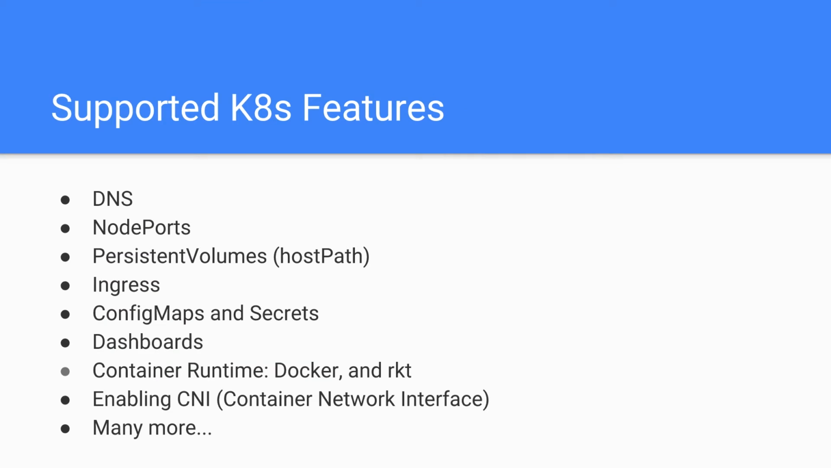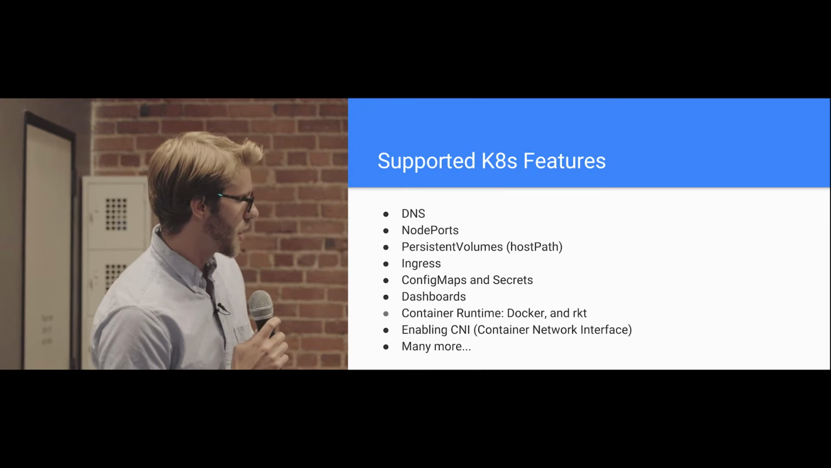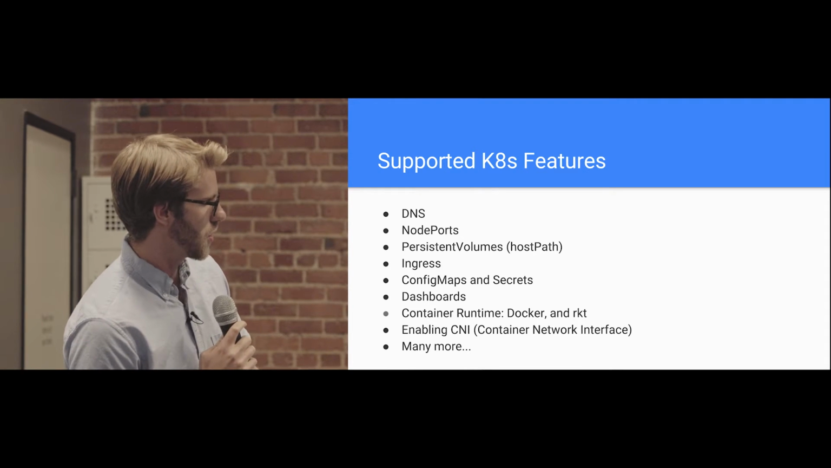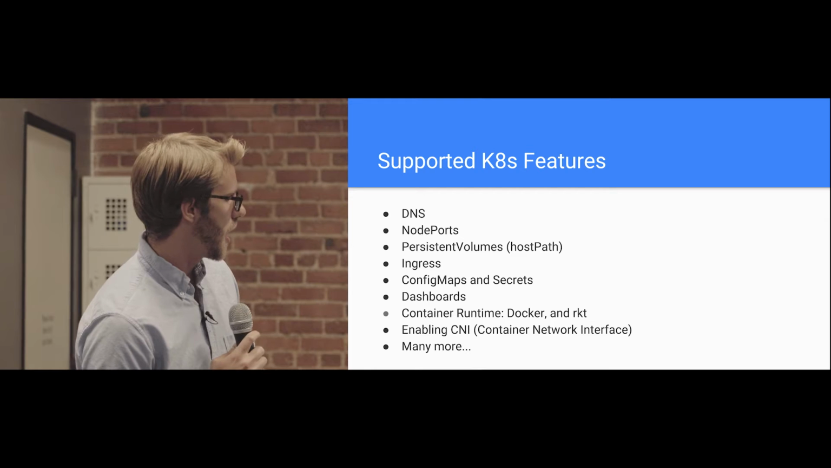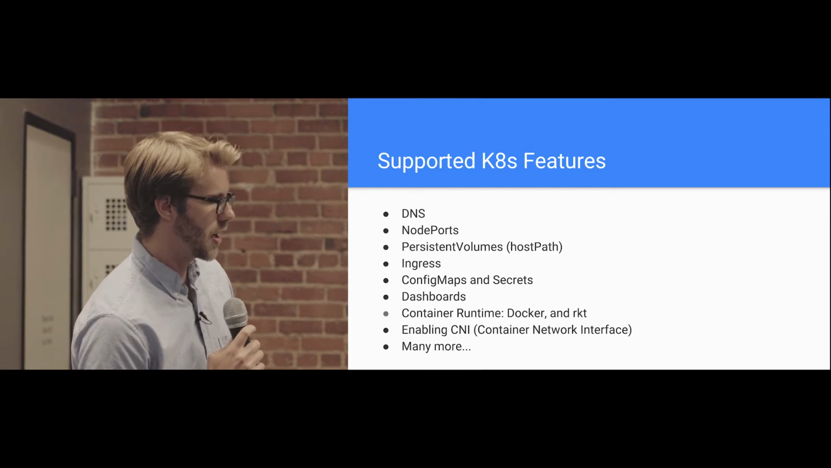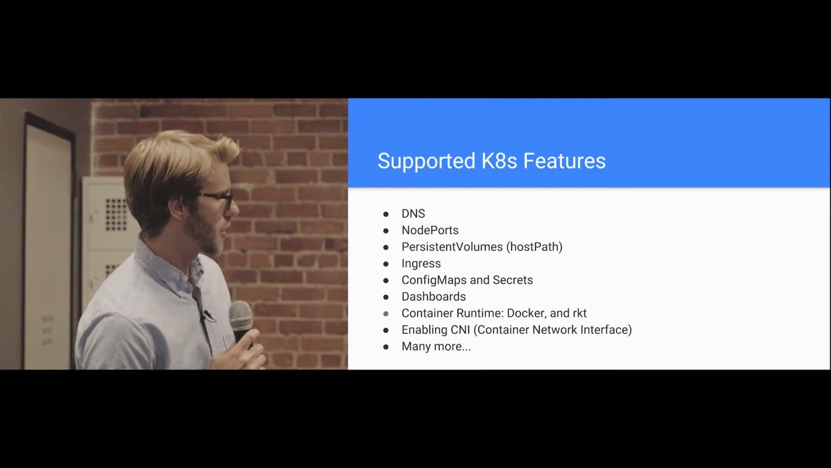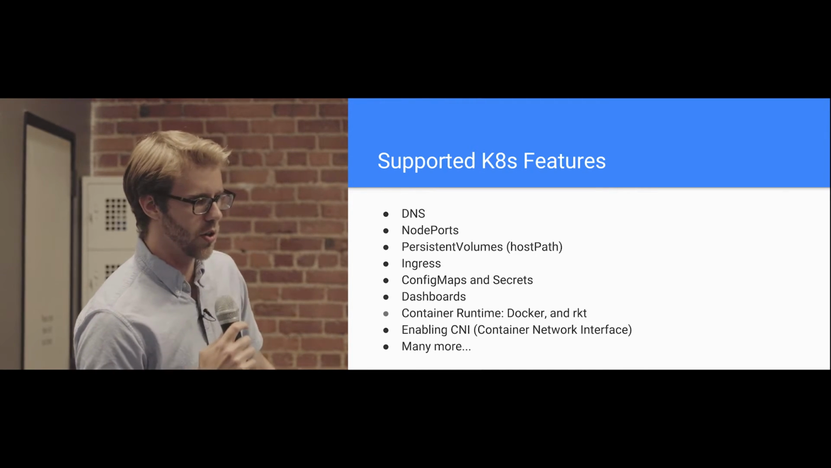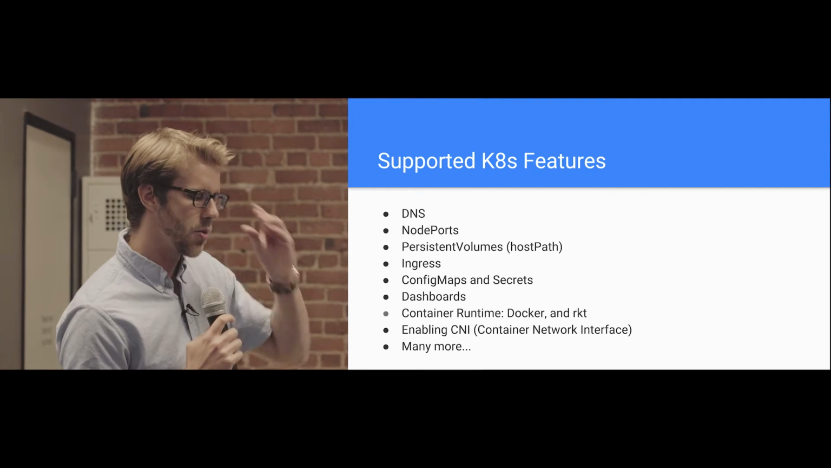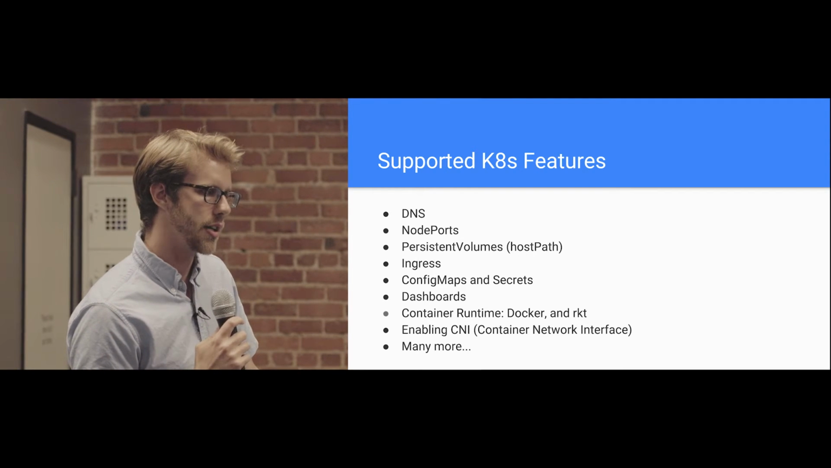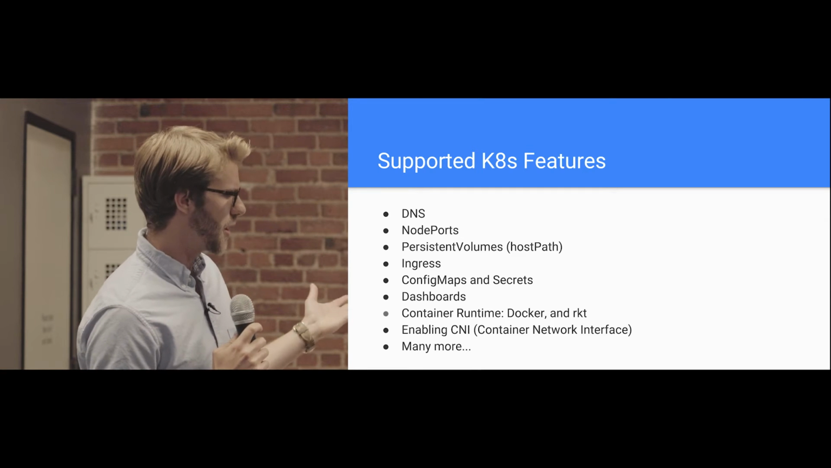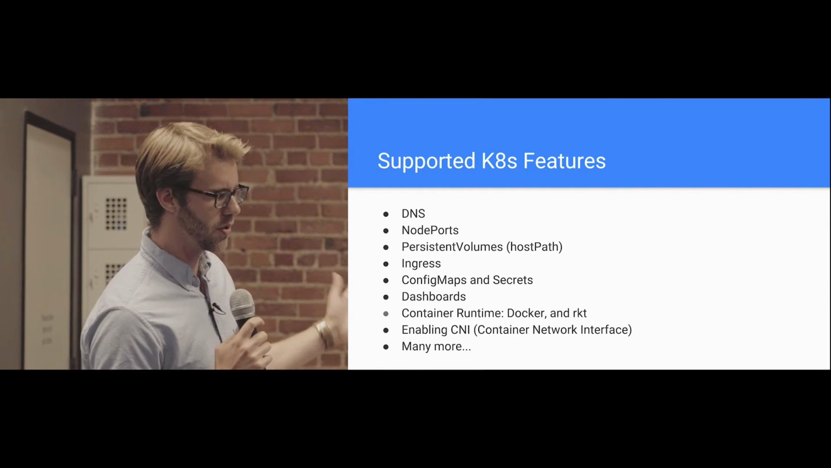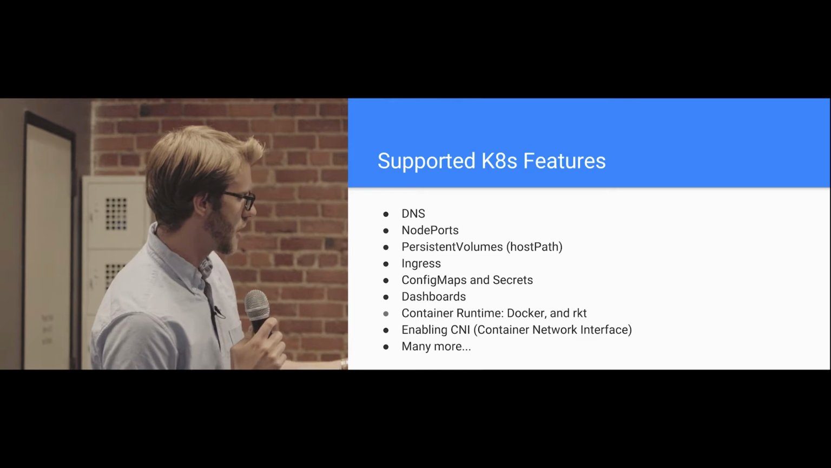What we do support right out of the box, and this is not an all-inclusive list: DNS, node ports, persistent volumes of type host path, ingress controllers, which I'll be demoing later, config maps and secrets, dashboards, both container runtimes, Docker and Rocket. Some folks at CoreOS made a Minikube ISO for us that runs Rocket. It's pretty abstracted from the user. You shouldn't even notice any difference. Container network interface.